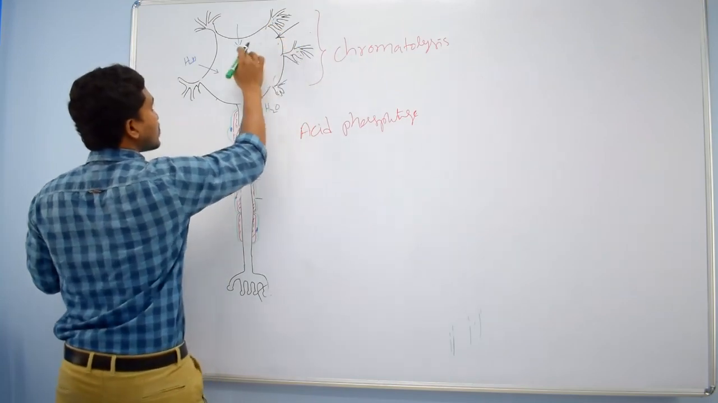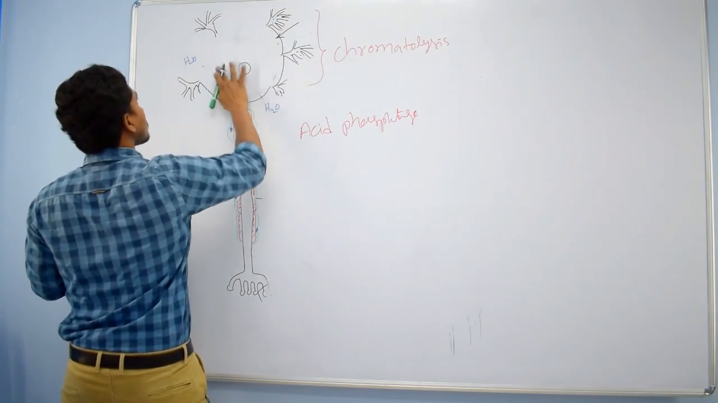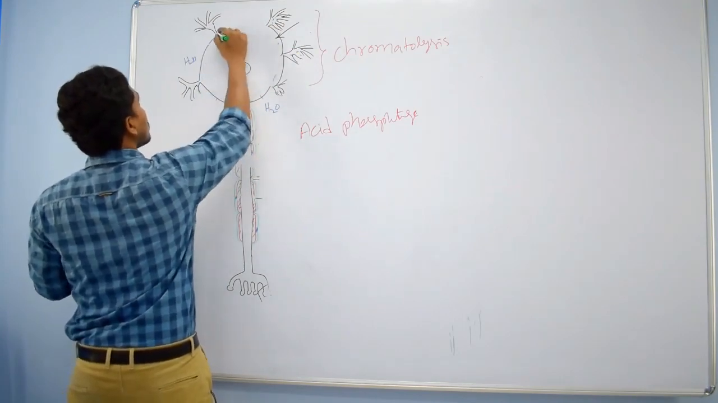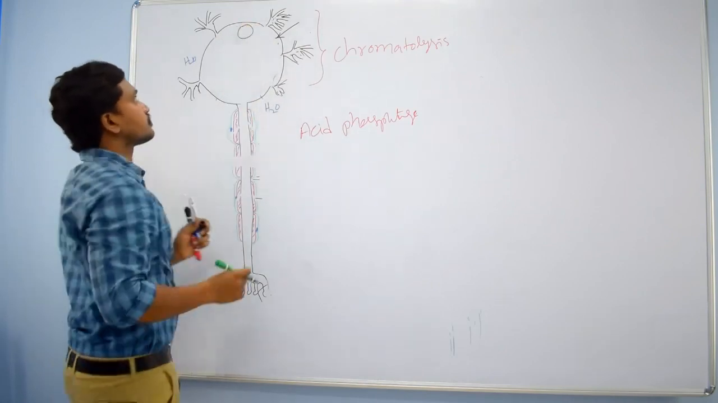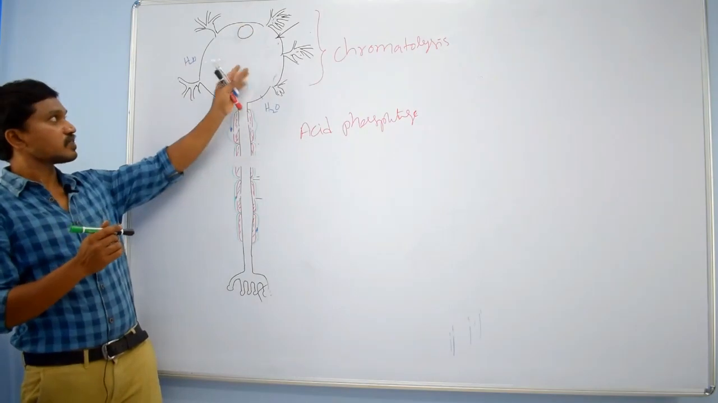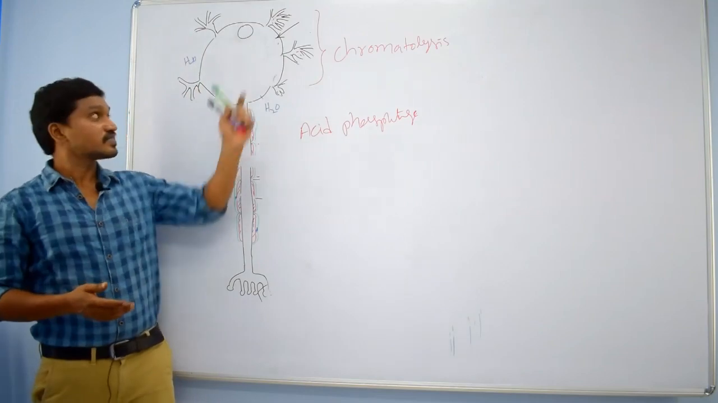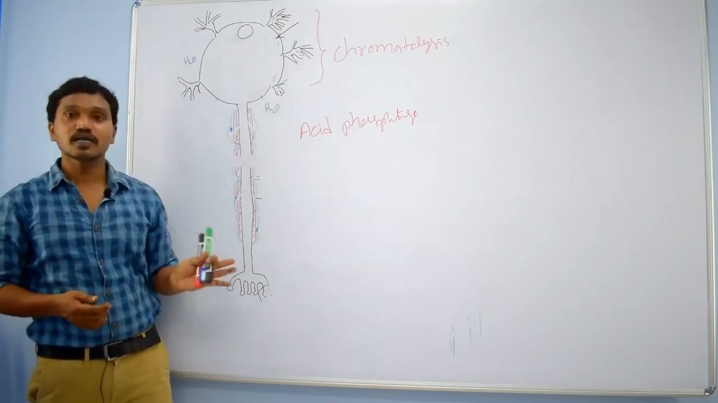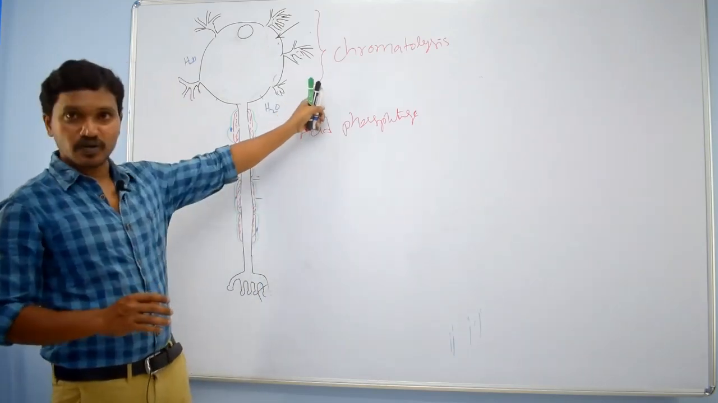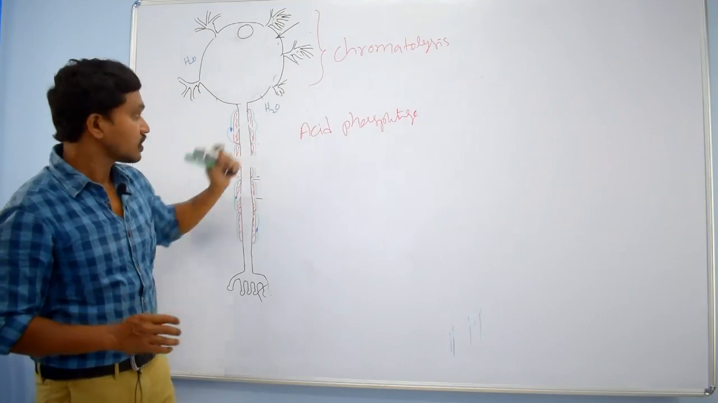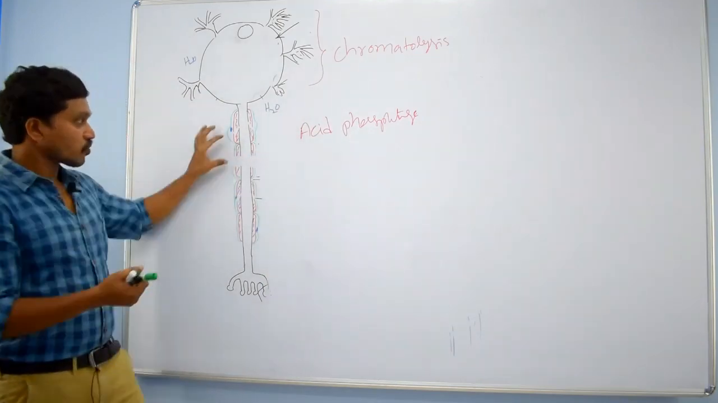Then the nucleus, which is here in the center, is pushed towards the periphery, opposite to the axon hillock. That means this nucleus will be pushed towards the periphery. Right? So these are the changes which occur in the cell body. Within 48 hours after injury, this chromatolysis will happen.